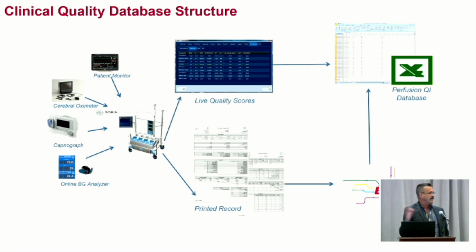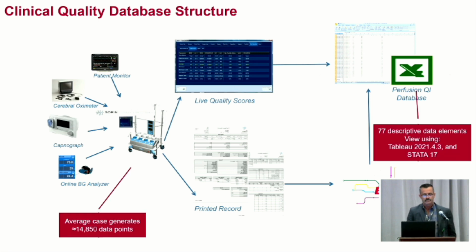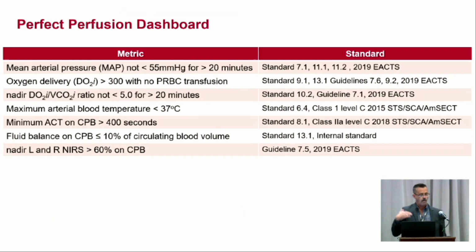So we all think of electronic records, right? A lot of the heart-lung machine manufacturers provide a platform that allows us to do printed records or to feed into Epic, and those can all be used to generate your perfusion quality database. But we're also very interested now in live quality scores. So one of the things that our team did is we found it very helpful to have a ranking system for our cases so that we could start to identify trends and outliers.